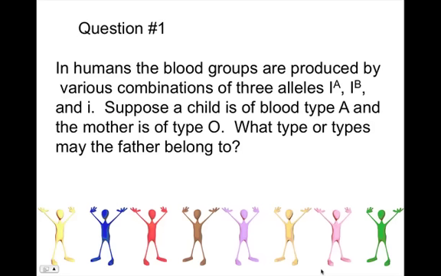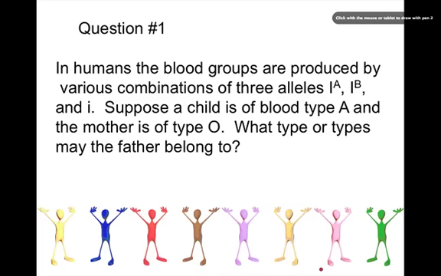So let's do a problem to see how these problems play out. In humans, the blood groups are produced by various combinations of 3 alleles, A, B, and O. Suppose a child is of blood type A and the mother is type O. What type or types may the father belong to?